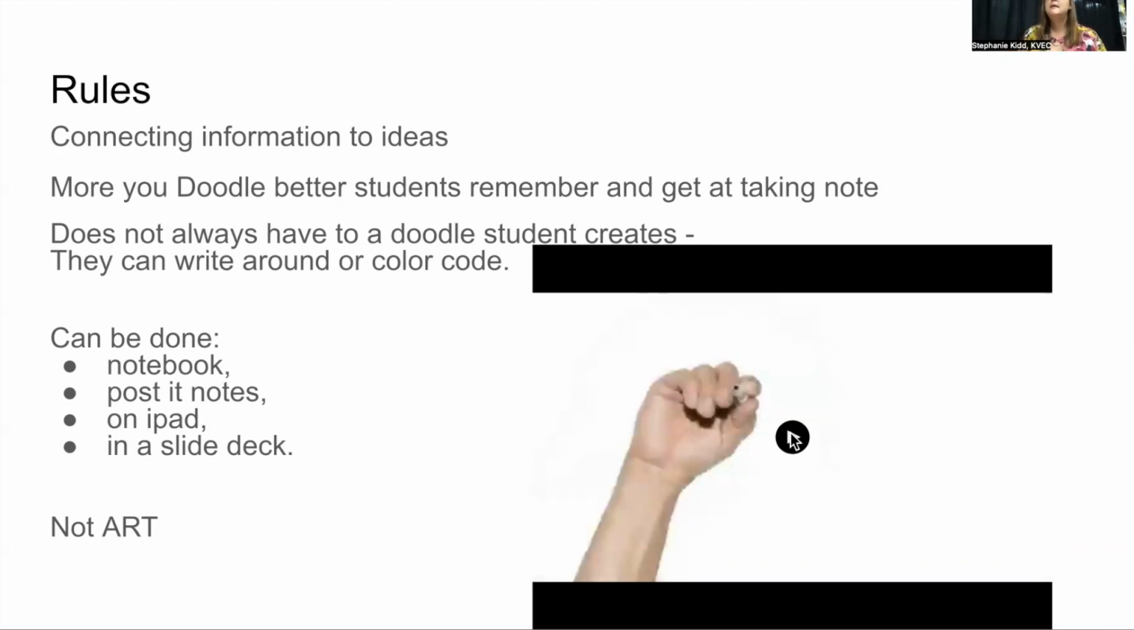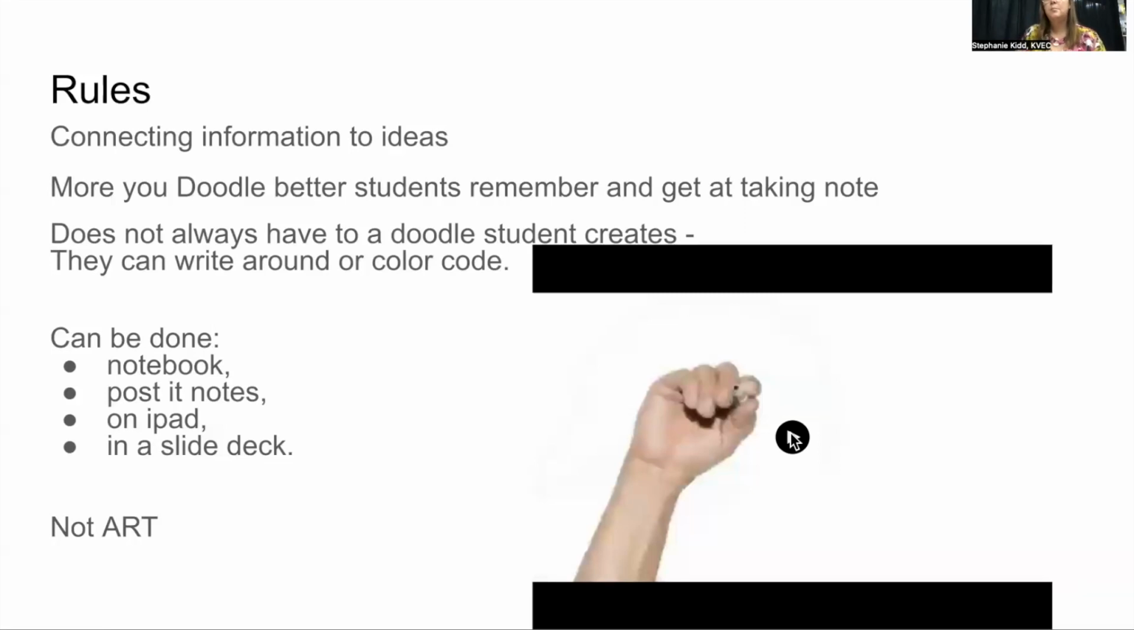The other thing is with sketch notes, we can color code, right? And we're getting that information down. This can be done in a notebook. It can be done on a Post-it note. It can be done on your iPad. It can be done in a slide deck. However that student may need, it can be modified for them. We can accommodate that student in different ways through sketchnoting.